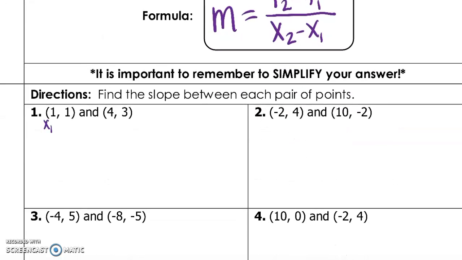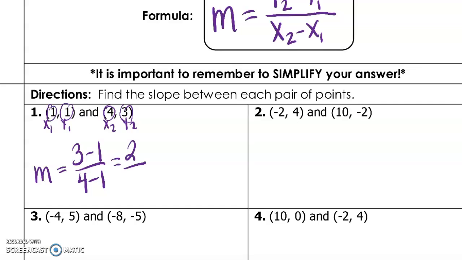If you want to take the time to write x1, y1, x2, y2, you can do that. If you follow the formula, you would do 3 minus 1 over 4 minus 1. So y minus y, x minus x. 3 minus 1 is 2, 4 minus 1 is 3, and your answer is 2/3.